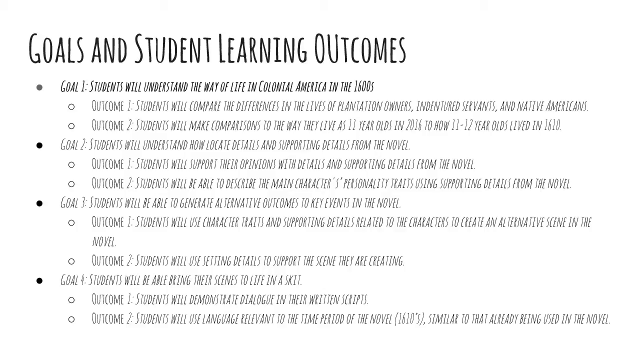Goal number 4 is that students will be able to bring their scenes to life in a skit. The first outcome is that students will demonstrate dialogue in their written scripts, and then students will use language relative to the time period of the novel, which takes place in the year 1610 or so, and that is similar to what's being used in the novel. They want to make sure the language is consistent between the two.